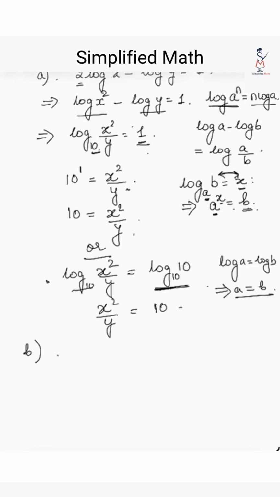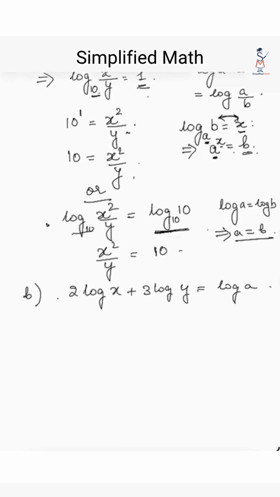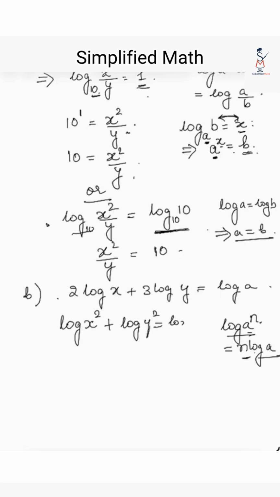Then the second one is 2 log x plus 3 log y is equal to log a. This is the question. Again we know that log a raised to the power n is n log a, or if it is n log a, then the term in front of log is taken as the power. So this can be written as log x square plus log y cube is equal to log a.